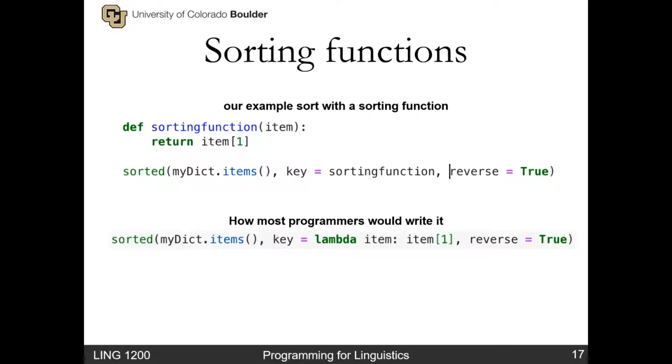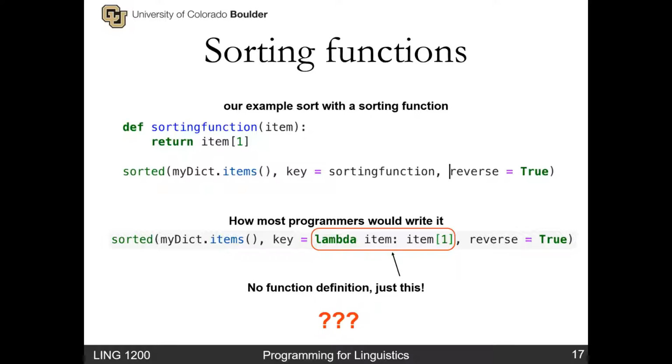This is actually how most programmers would write that same piece of code, and it would work the same. So instead of this sorting function, which was defined up here, they'll use this keyword lambda followed by a variable name, a colon, and then this right here, which is item square bracket 1. So again, accessing the second item in that variable item. So no function definition, just one line of code that gets stuck right there as the key argument.